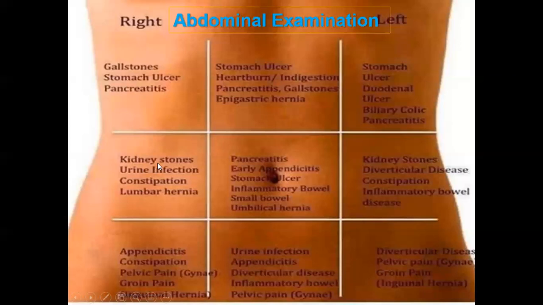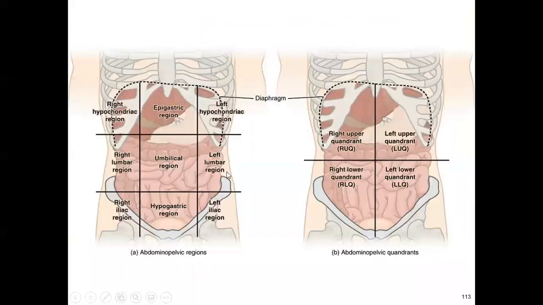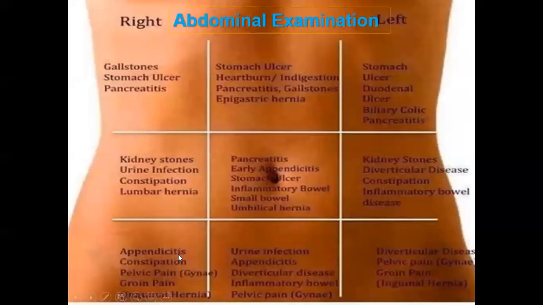The right kidney is in the right flank; on the left loin, kidney problem, diverticulitis, the left areas, right? The left lumbar region, or left flank. And the right iliac region: basically problems like appendicitis, constipation pain, pelvic pain, or some gynecological problem.